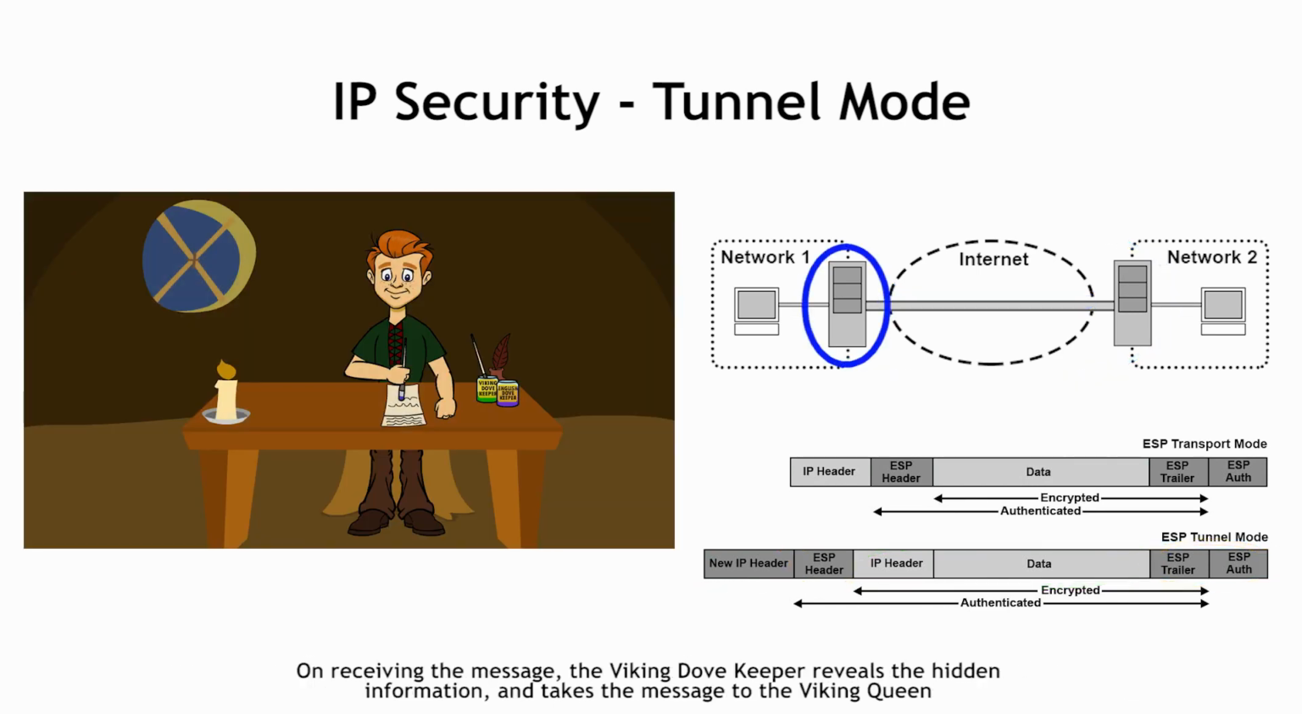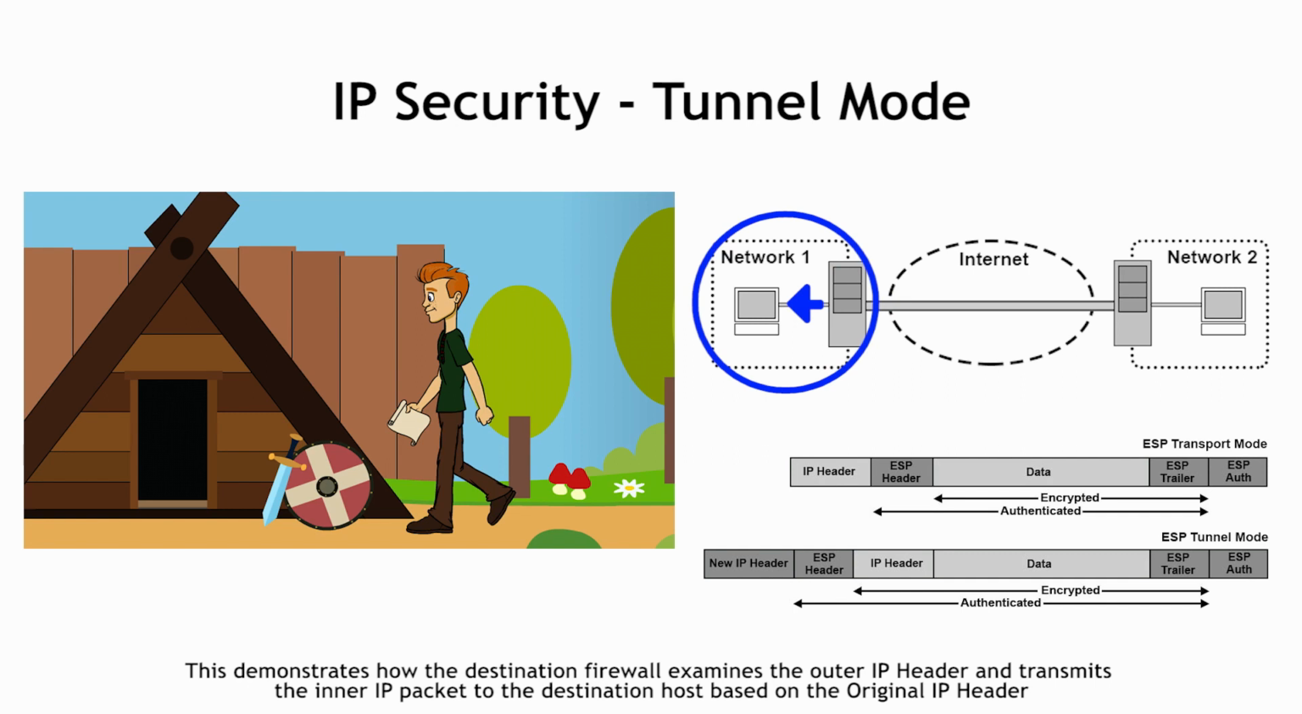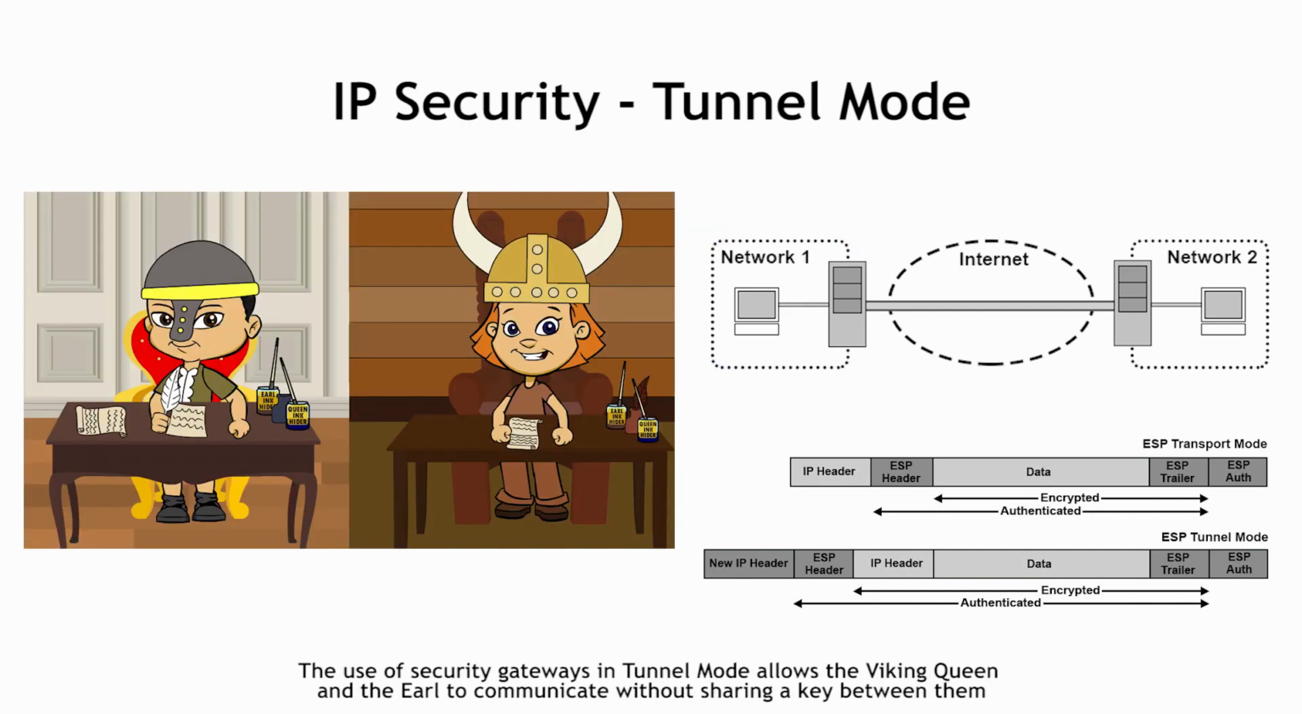On receiving the message, the Viking dove keeper reveals the hidden information and takes the message to the Viking Queen. This demonstrates how the destination firewall examines the outer IP header and transmits the inner IP packet to the destination host based on the original IP header. The use of security gateways in tunnel mode allows the Viking Queen and the Earl to communicate without sharing a key between them.